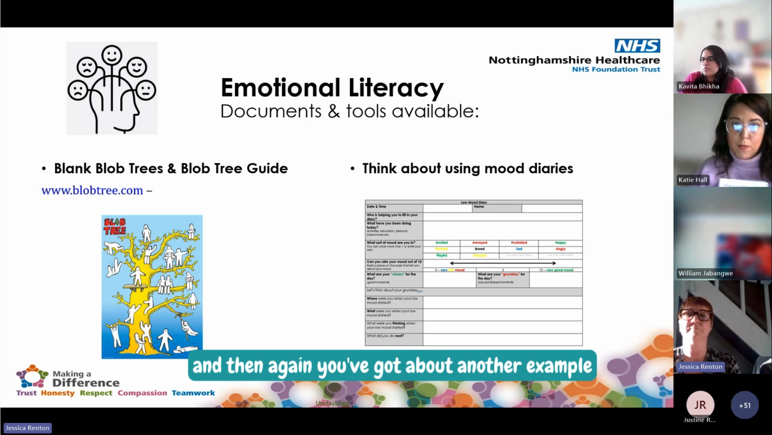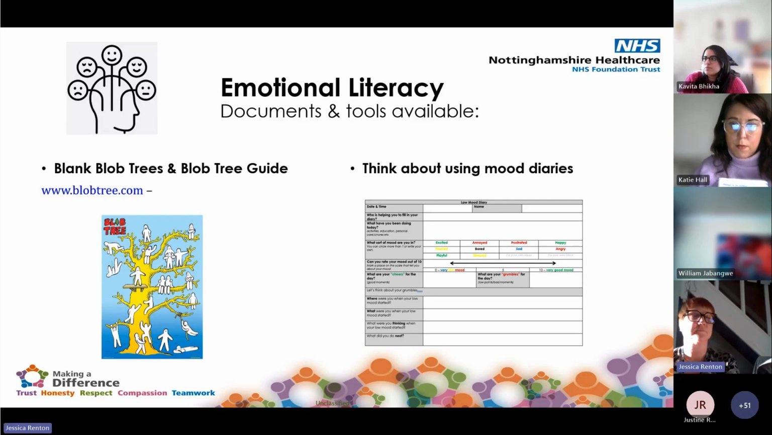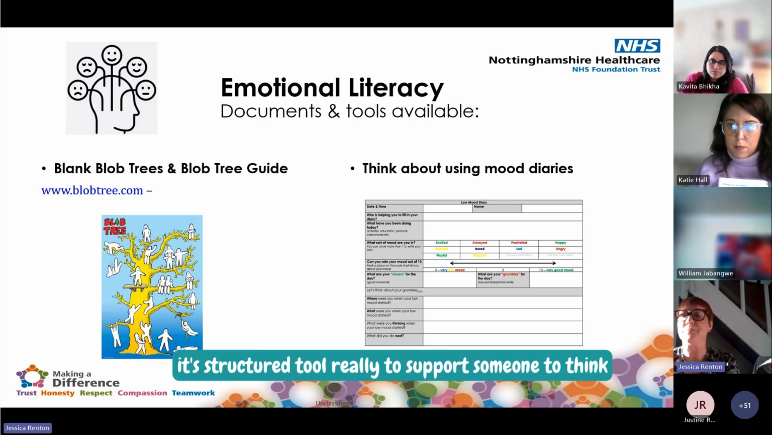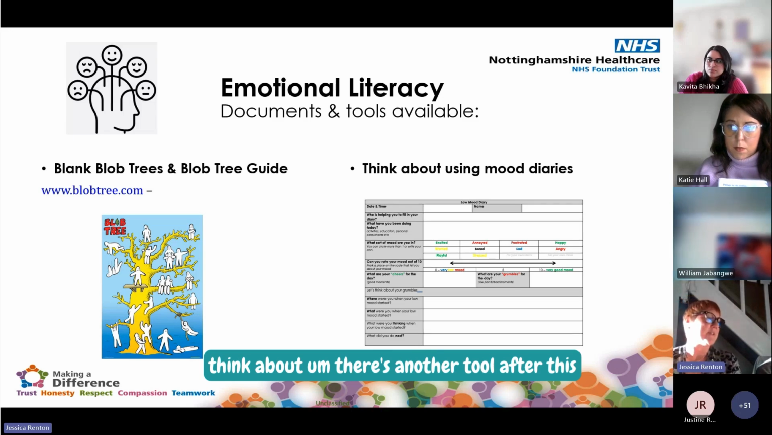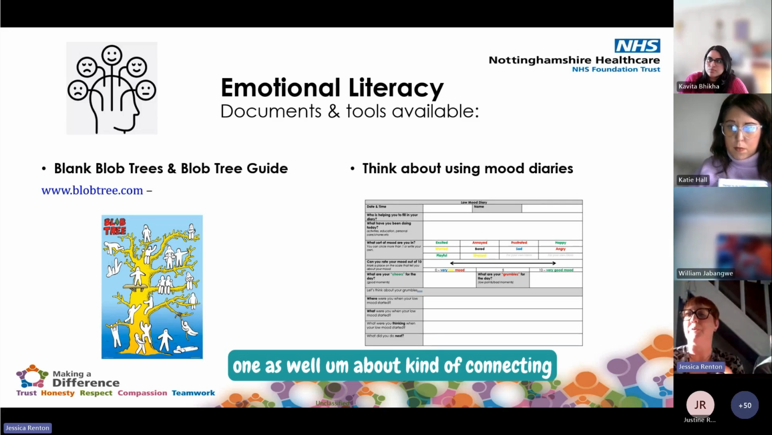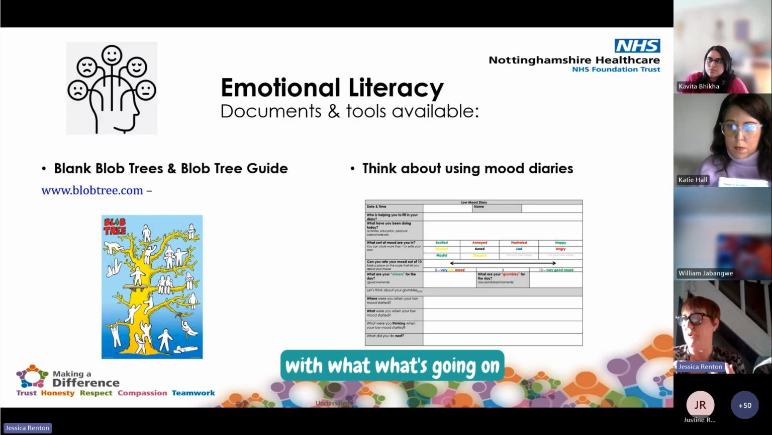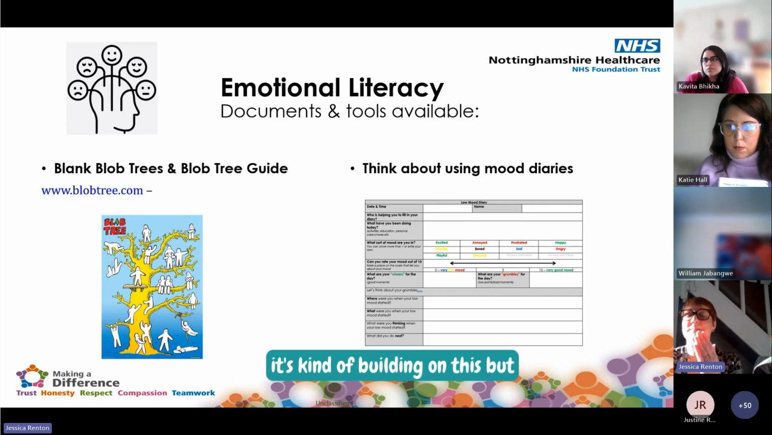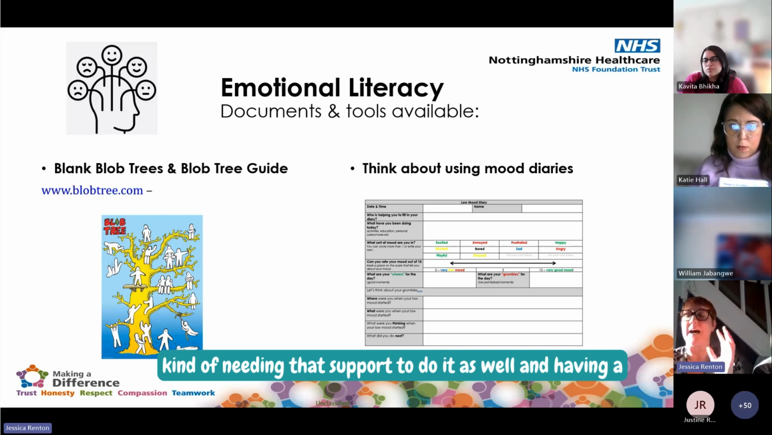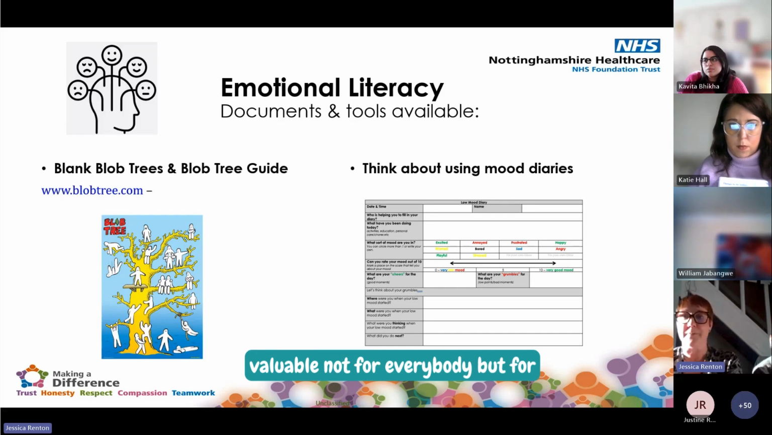And then another example is using a mood diary. It's a structured tool to support someone to think about and maybe build vocabulary as well. There's another tool after this one about connecting what they might be feeling internally with what's going on around them, and maybe the emotional label that goes with that. So it's building on this, but needing that support to do it, and having a really clear structure to build on can be really valuable. Not for everybody, but for some people.